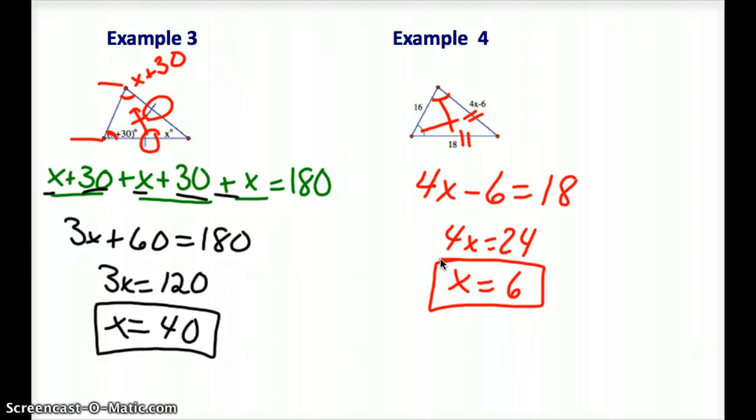All right, so there you have it. Be careful on those isosceles triangle ones. I can see very easily that somebody might have taken 4x minus 6 and set it equal to 16.